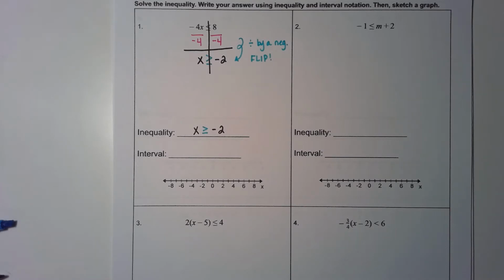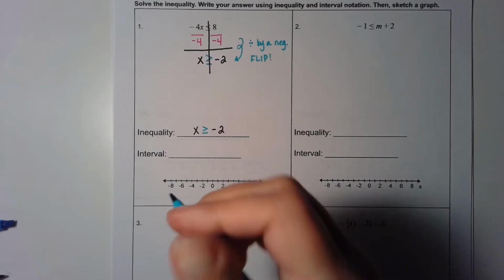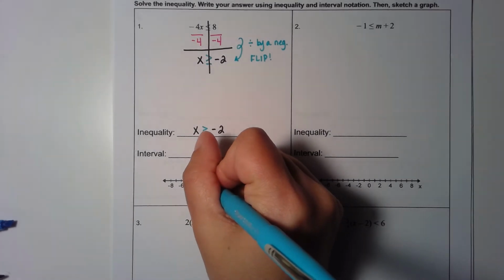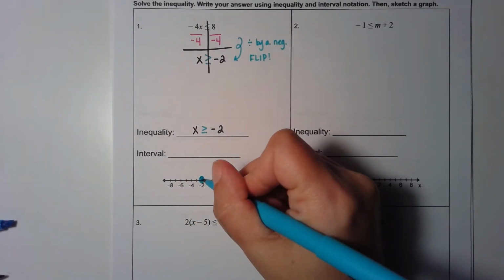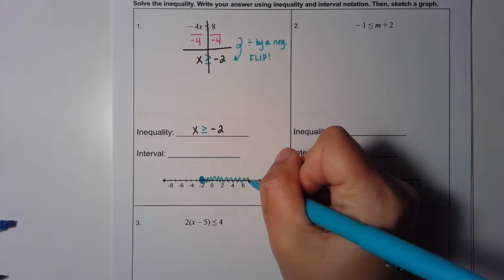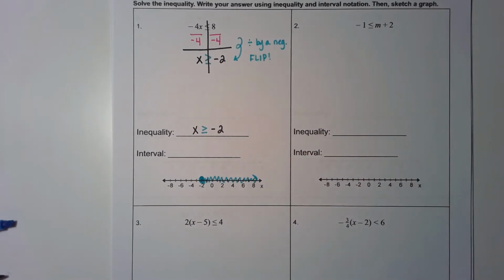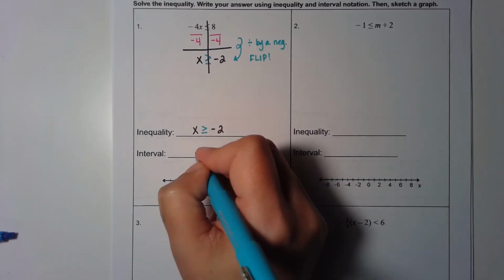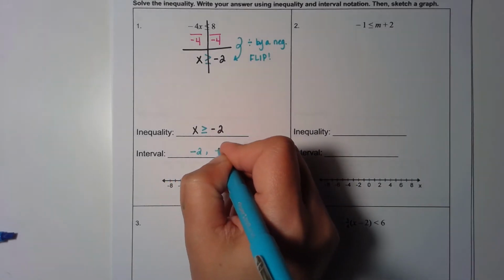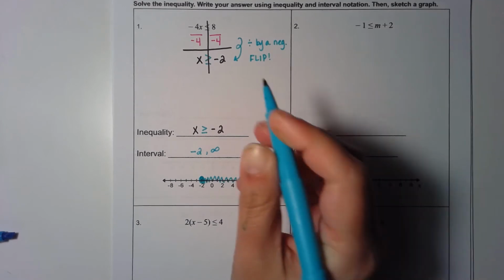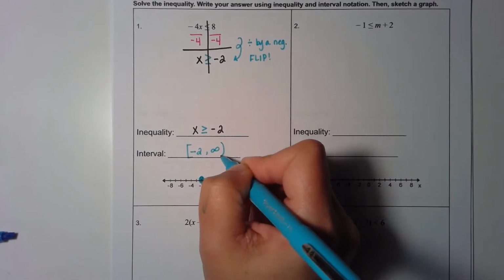Now, if I think about my interval notation, it's oftentimes easier to figure that out after you have your graph. So the first thing I would do is put a closed circle on the -2 because it's a greater than or equal to, and then I would shade to the right because greater than means go to the right. For my interval, I can see better now that my first number would be -2 and my end would be infinity, and I would use a bracket and a parentheses.